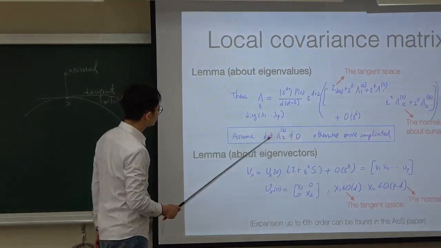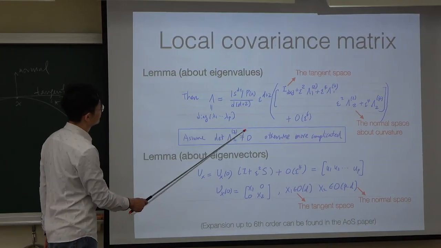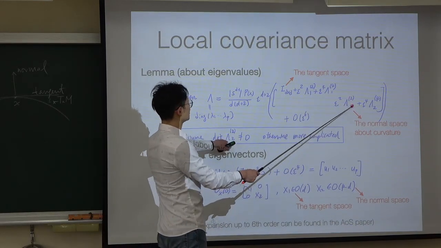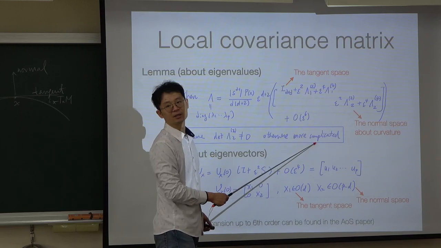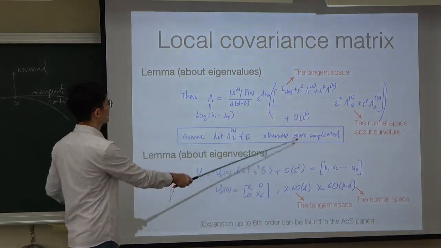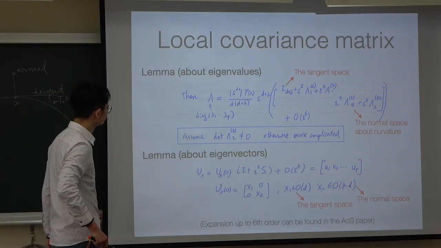And in the analysis later, we may just make an assumption saying, oh, the determinant of lambda 2 is not 0. Otherwise, it would be more complicated. And you can see the result shown in the paper. You can go to the paper and see the more complicated result.